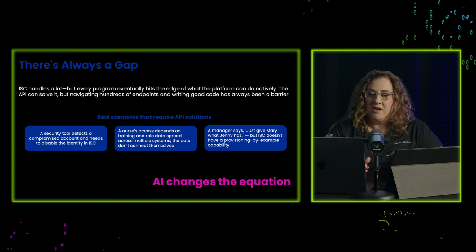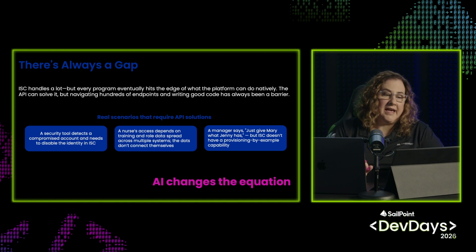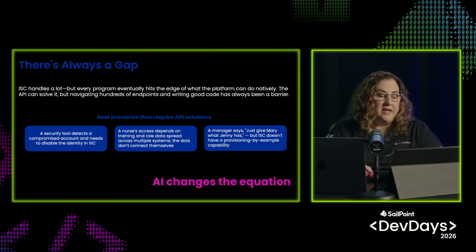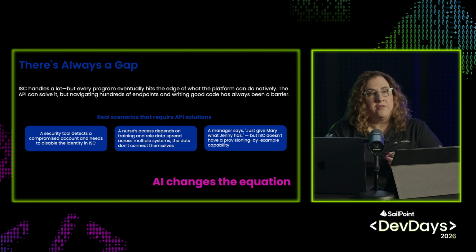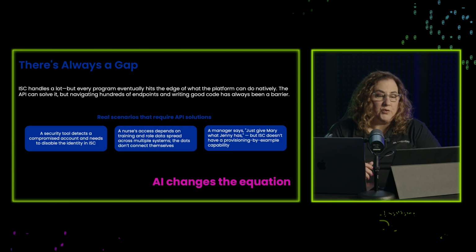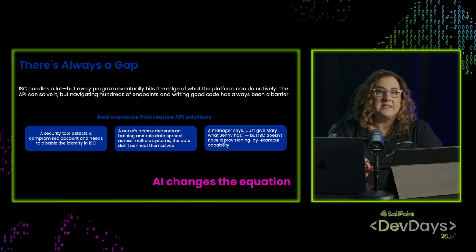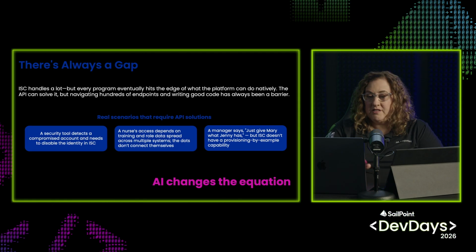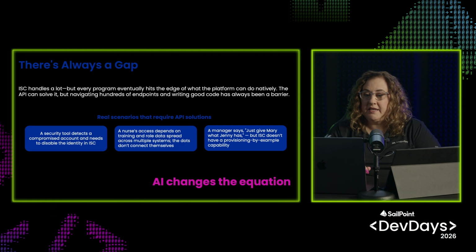One of the things we know about any software product is they have massive amounts of features, but there's always a place where we come to an edge case that's on the edge of what the platform can do natively. We have APIs and we can solve it using the APIs, but when there's hundreds of endpoints and we have to write code, it's a barrier. So, how do we learn more about how to use the tools that are available to solve the problems that we might have? Just a couple of examples that we might be using here.